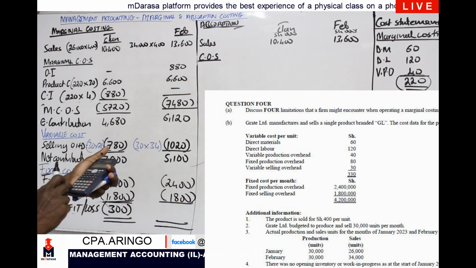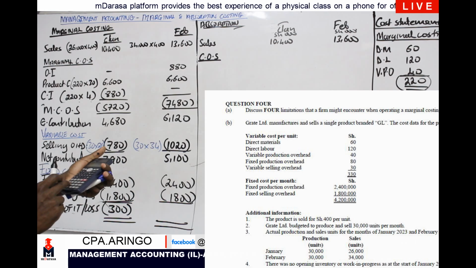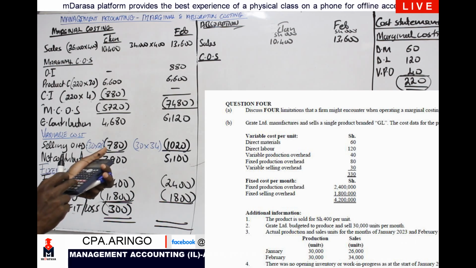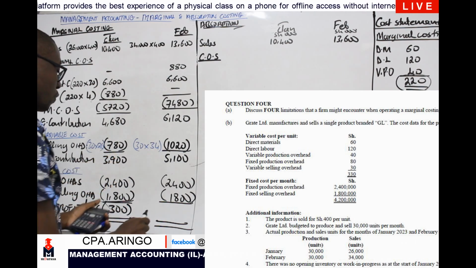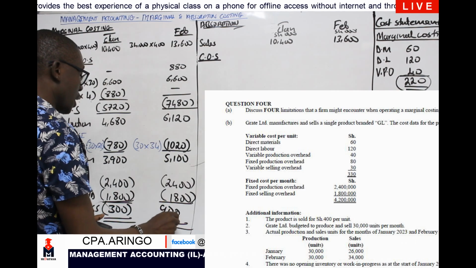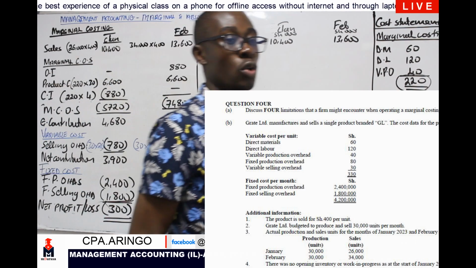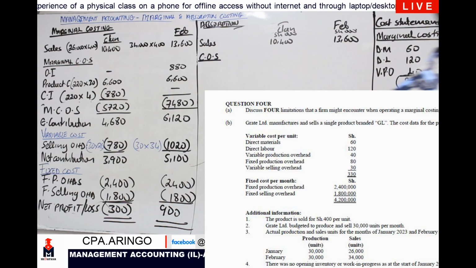The other point, I'm having 5.1 minus 2.4 minus 1.8. So this one I'm having a profit of 900. At that point, you have all your 6 marks.